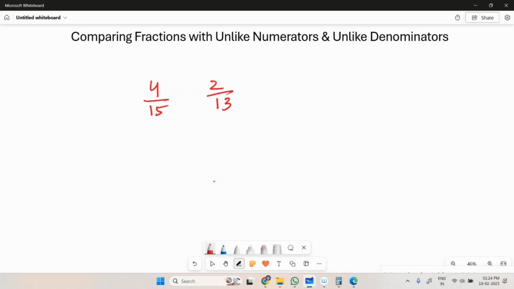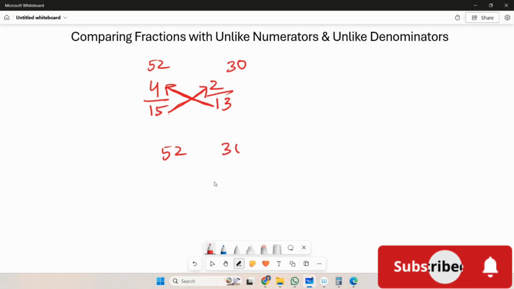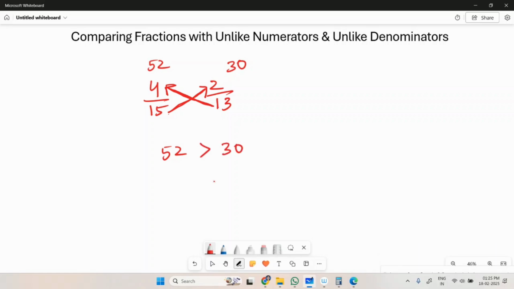So here, first what we have to do is cross multiplication. First denominator with the second numerator and second denominator with the first numerator. Always remember that we are going to cross multiply the first denominator with the second numerator and the second denominator with the first numerator. See the arrow marks. Here 15 times 2 is 30. 13 times 4 is 52. Now compare 52 and 30. Which is bigger? 52 is bigger. So obviously 4 upon 15 is bigger than 2 upon 13.